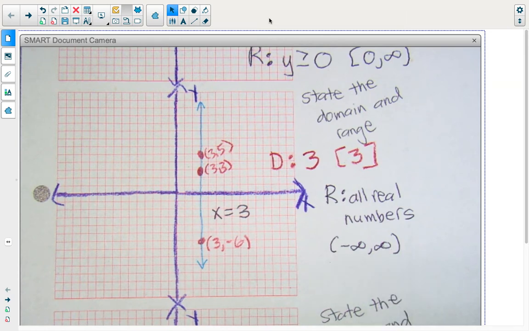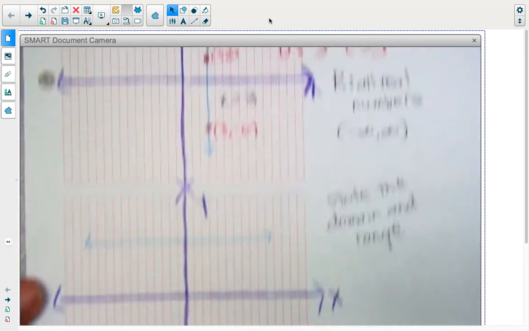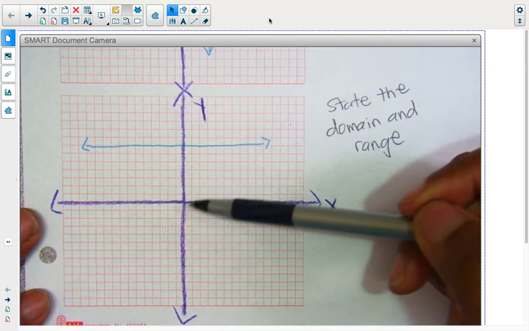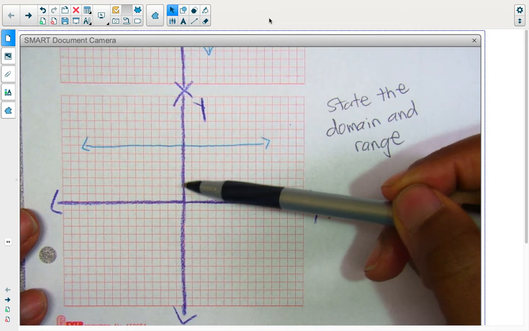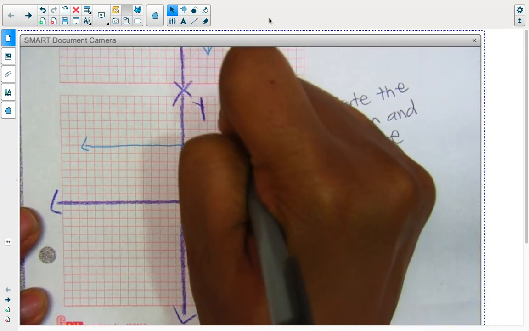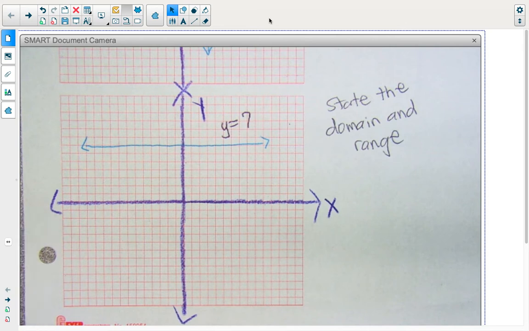Now let's compare this to a horizontal one. So this is a horizontal line. The equation for this horizontal line is 1, 2, 3, 4, 5, 6, 7. So this one is y equals 7. We're going to go through and find the domain and range for this function.